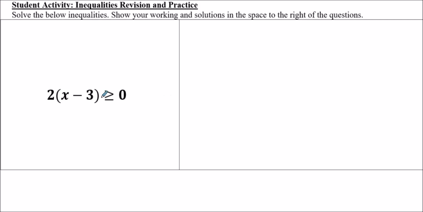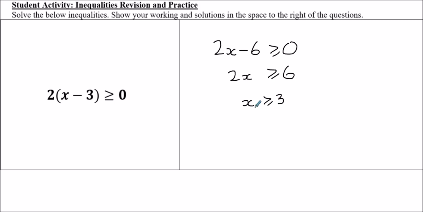So 2 brackets x minus 3 greater than or equal to 0. First off, expand out the brackets. 2x minus 6 greater than or equal to 0. Add 6 to both sides. We get this. Divide through by 2. x is greater than or equal to 3. That's the first one.